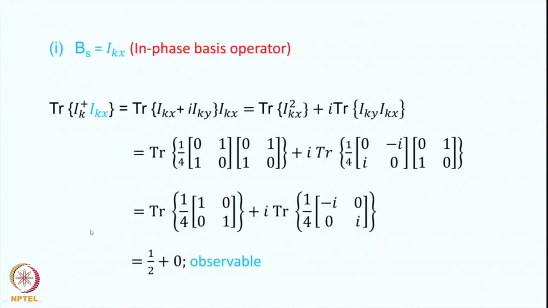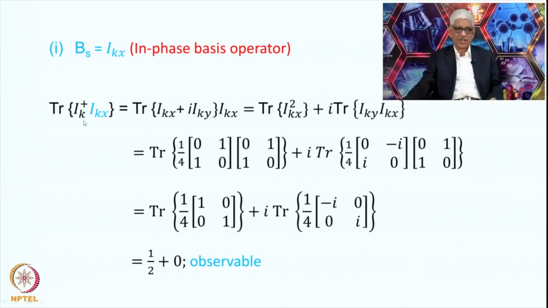Let us take a few examples here. Let us first consider BS equal to Ikx. This is the in-phase basis operator whose evolution we saw earlier, and we take the trace of Ik plus Ikx. I have taken it for K magnetization here, and if it were L magnetization you would put L here and so on. If it is a sum of various spins, you will have to take the sum of all of those and then calculate the trace, but this is enough to demonstrate what we are going to get for the individual spins.